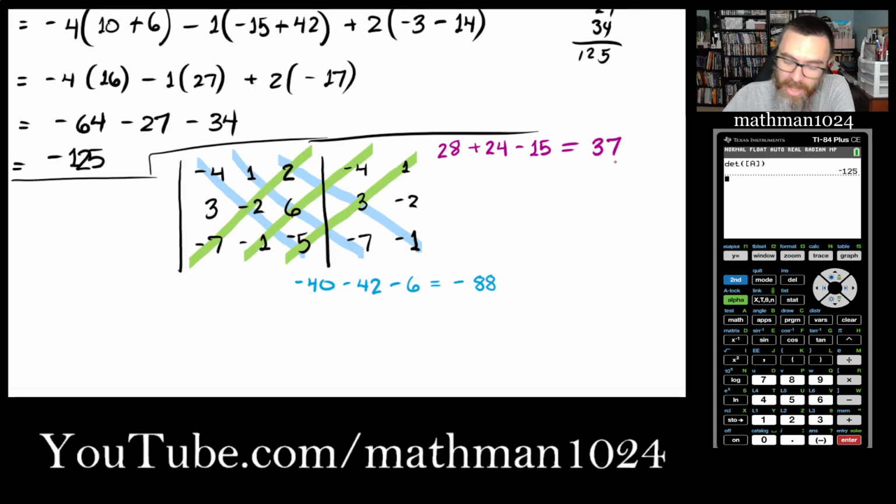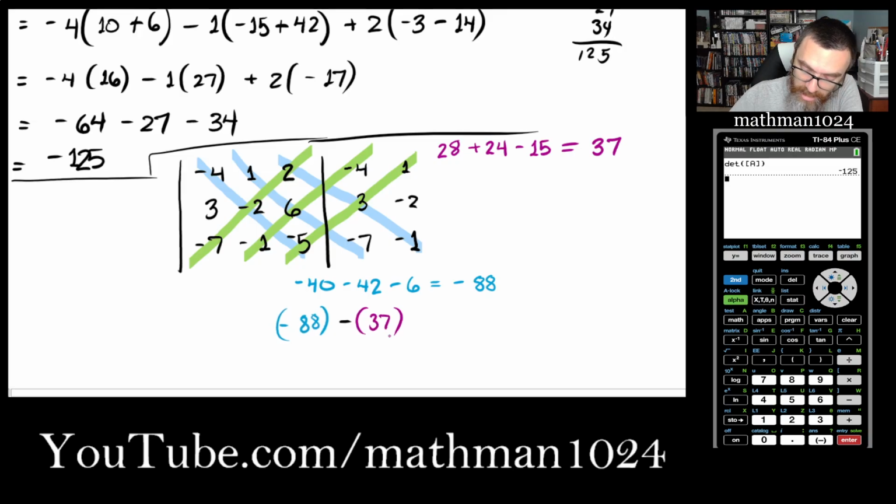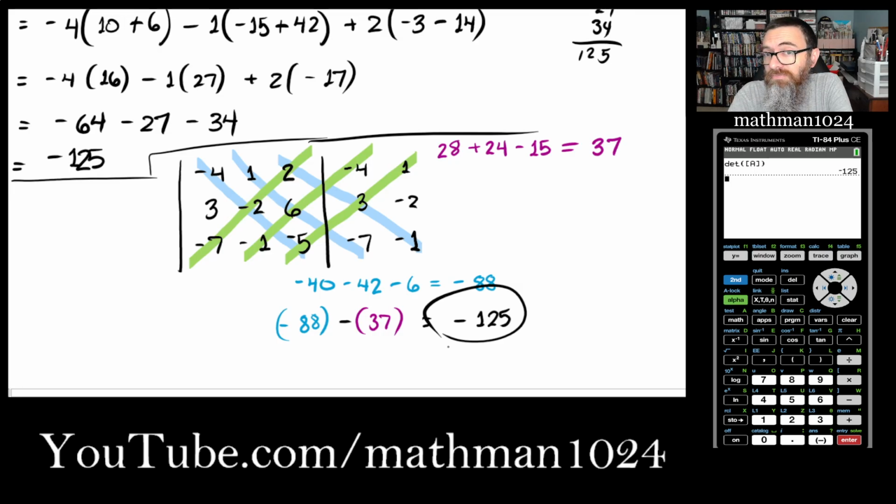Yeah. So we have these two numbers, right? We have the ones that were going down, and we have the ones that were going up. And so we're going to do it in this order. We take the ones going down, and we subtract the ones that we had going up. And you see that you still get negative 125, but a lot less work.